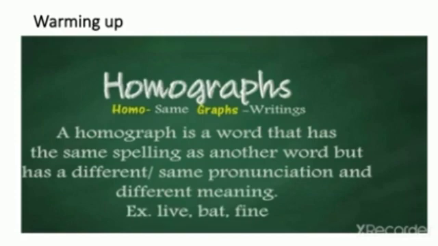First, let me tell you what is a homograph. The word homograph is made up of two words, homo and graph. Homo means same, graph means writing. So the definition of homograph is a word that has the same spelling as another word but has different, or at times same, pronunciation and different meanings when used in different contexts.